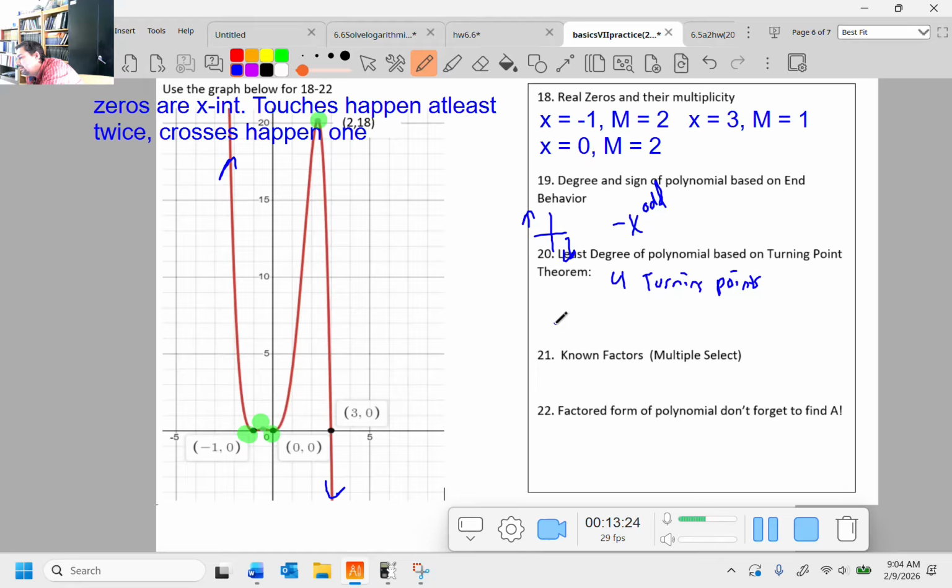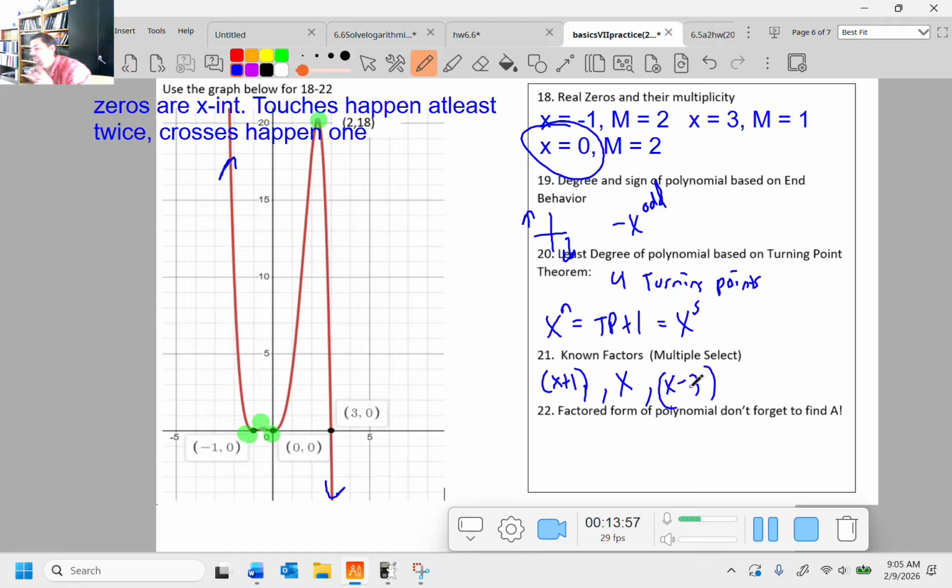The degree here, x to the n, is turning points plus 1. So this is x to the 5th, which is, by the way, what those things add up to. 2 plus 2 plus 1 is 5. It's at least x to the 5th. The known factors, all right, we're going to take our zeros, we're going to make them factors. -1 is a 0, x plus 1 is a factor. This guy right here is just x, and this guy is x minus 3. Those are your 3 known factors. They come from your zeros.